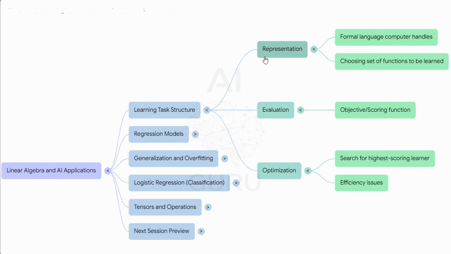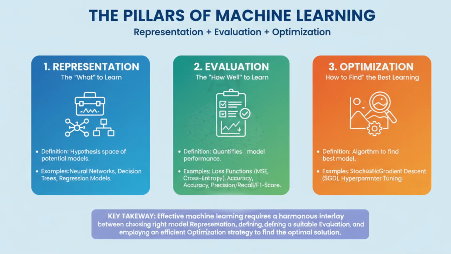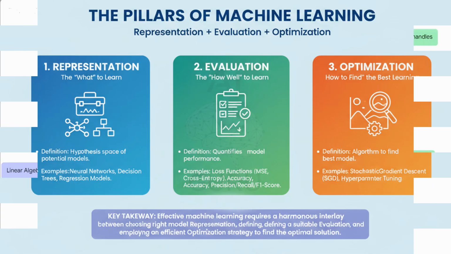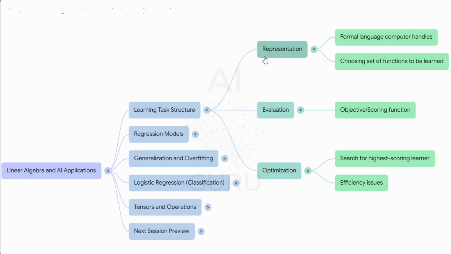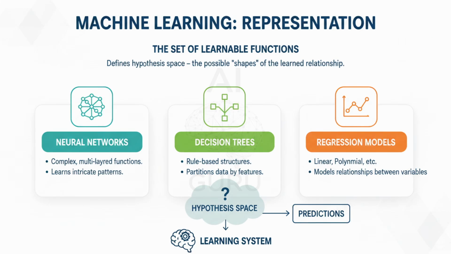We start right at the beginning with this framework the sources lay out. It's simple but powerful. Learning equals representation plus evaluation plus optimization. Okay, representation, evaluation, optimization. That sounds like a roadmap for almost any learning task. It pretty much is. Representation is just choosing the language. What kind of functions can the computer even learn? Is it thinking in straight lines, curves, something else?